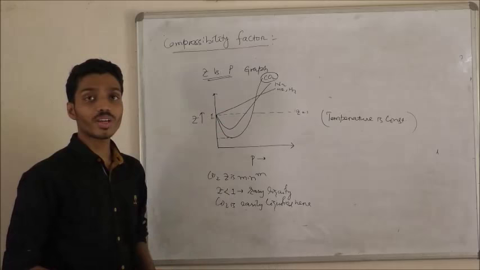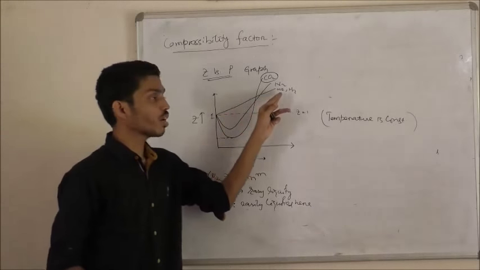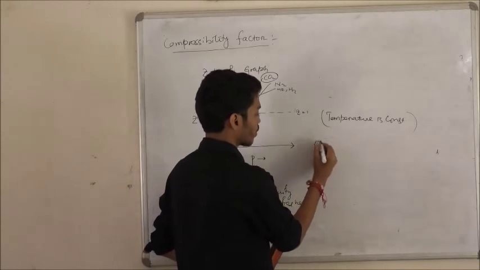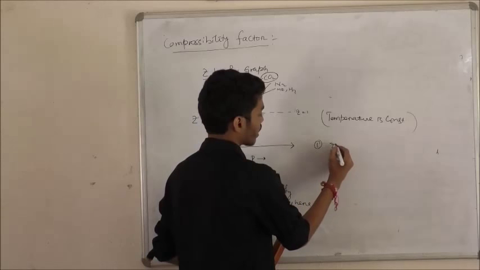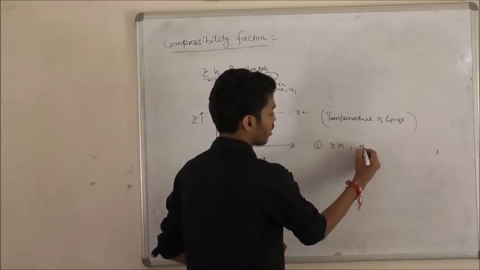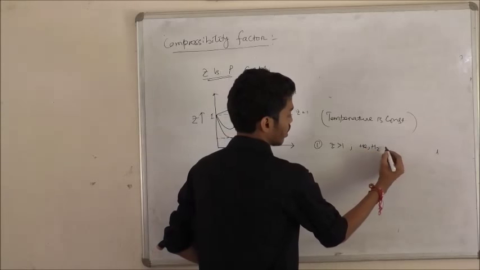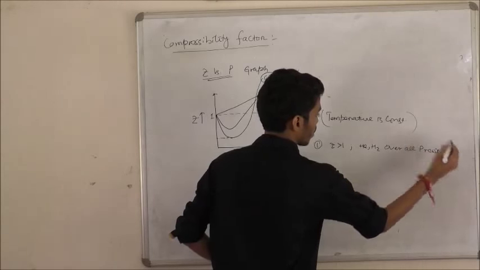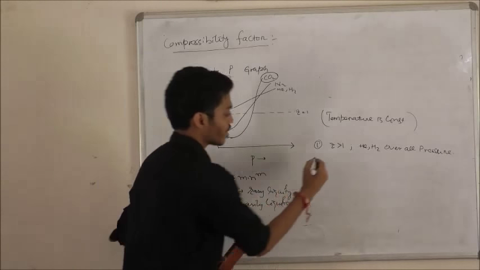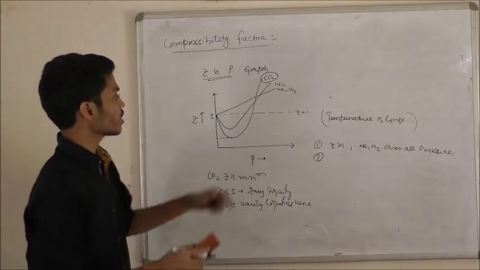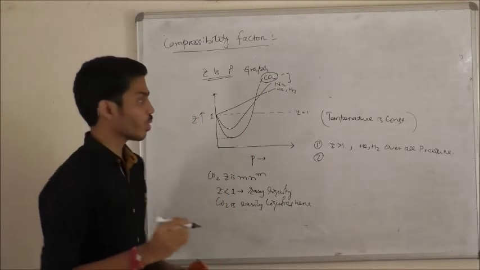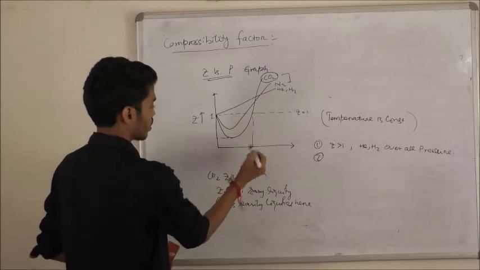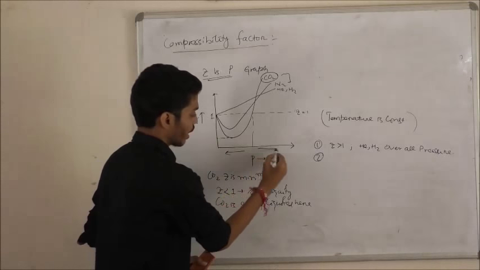Now let's see another thing we are observing from the graph. Z is greater than 1 for helium and hydrogen over the entire range of pressure. Our first observation is Z greater than 1 for helium and hydrogen over all pressure. And our second observation is, see guys, for these other gases at low pressure condition, here it is low pressure and it is high pressure.